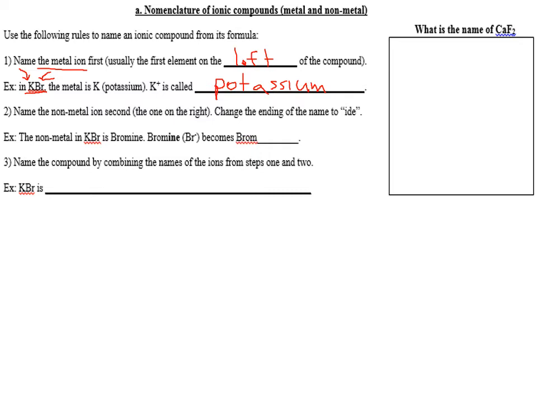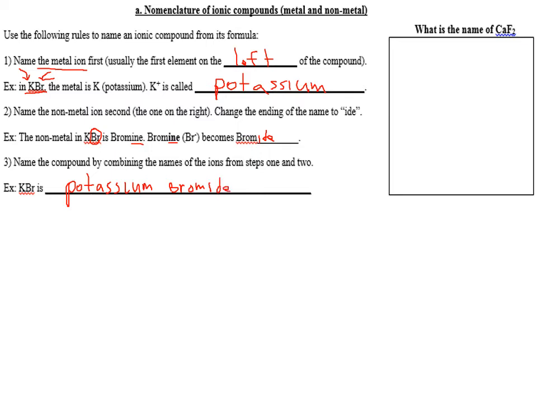The next step is to name the nonmetal ion, so that's the one on the right. Remember that when nonmetals form ions, you have to change their name. The INE ending has to become an IDE ending. So bromine, the ion, becomes bromide. And now you simply put the two names together. So KBr is potassium bromide. Not potassium bromine, but potassium bromide.